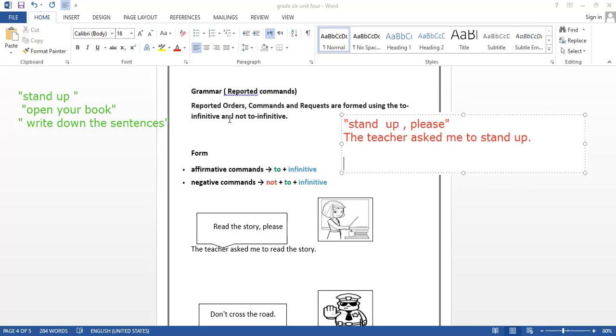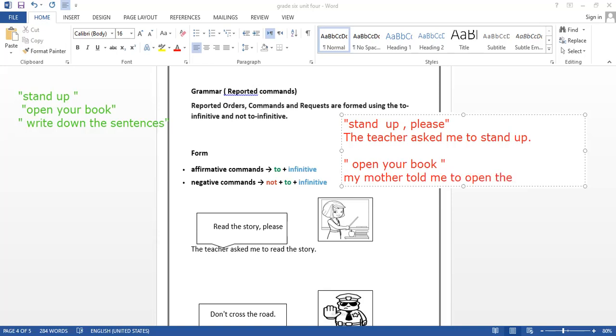Another one here. Open your book. For example, my mother told me, open your book, or open the book. My mother told me to open the book.